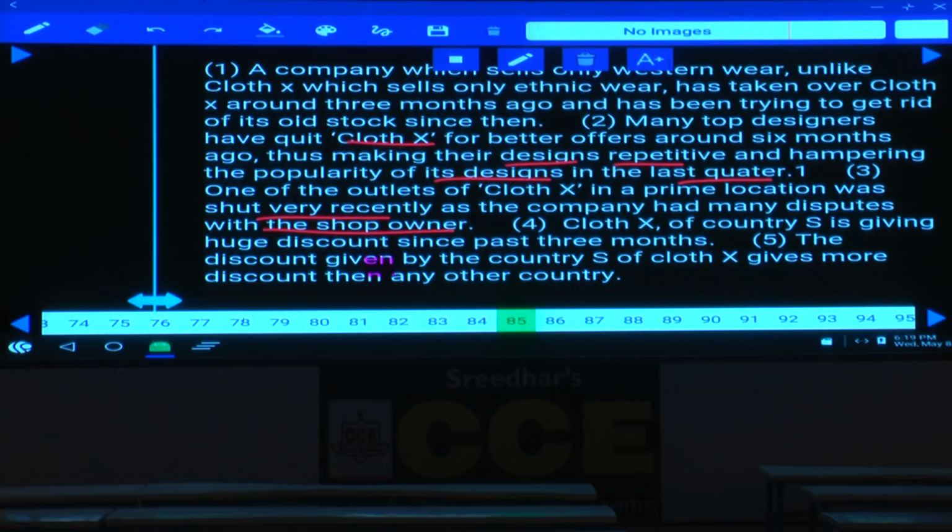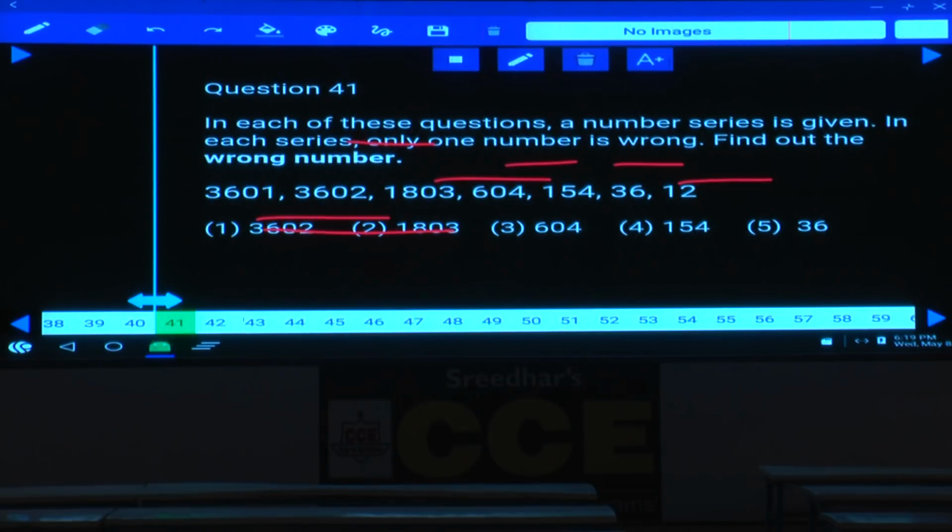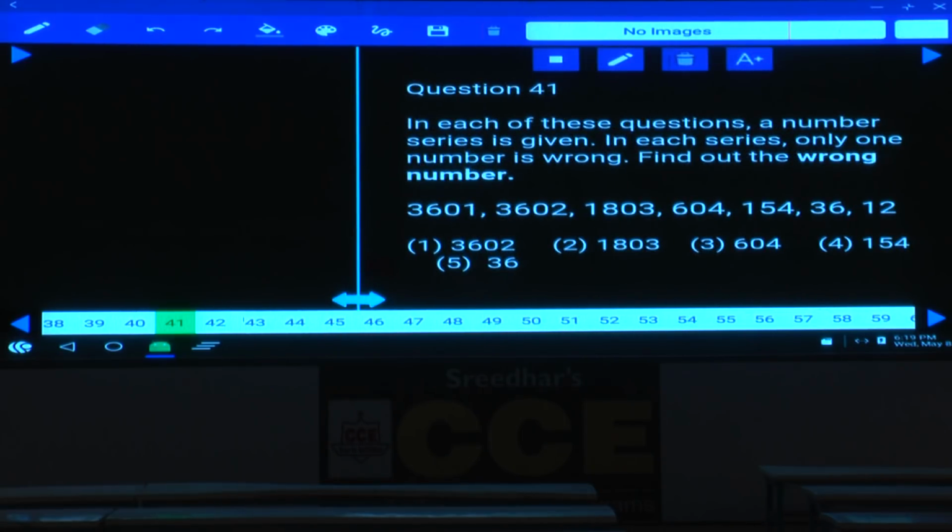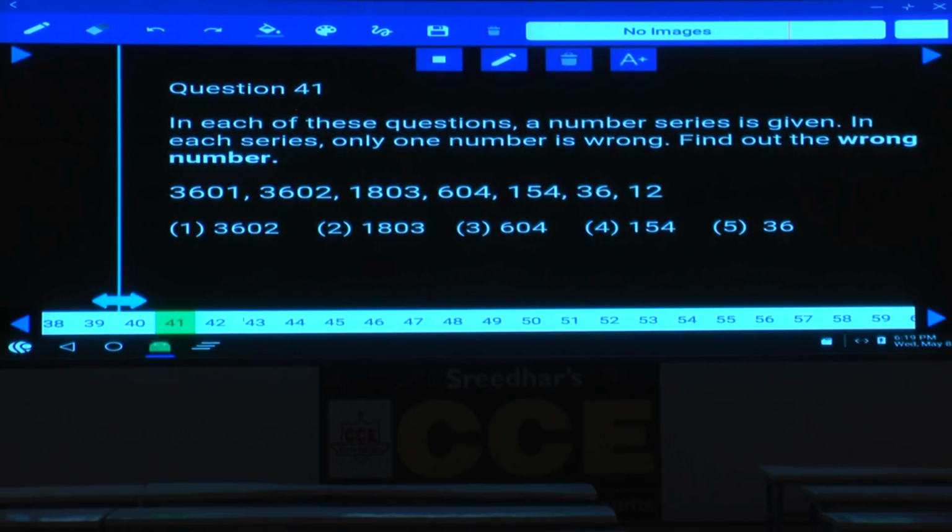Number series 41 to 45, any doubts in these 5? Question numbers please, 41 to 45. Which one should I explain out of this? All. Now 3601 and 3602.